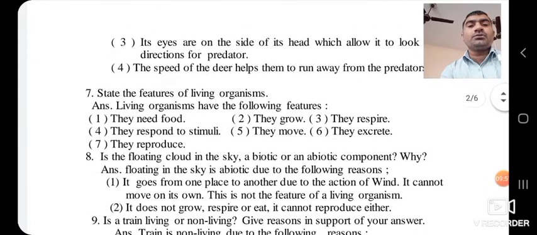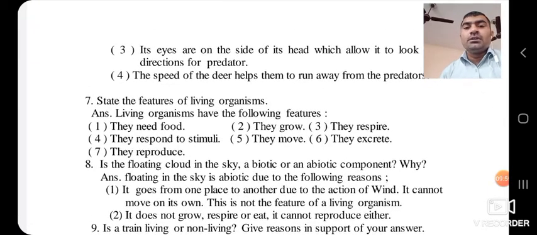Now the next question, the seventh question we have, is: state the features of living organisms. Living organisms have the following features. They need food. Second, they grow. Third, they respire. Fourth, they respond to stimuli. Fifth, they move. Sixth, they excrete. Seventh, they reproduce.